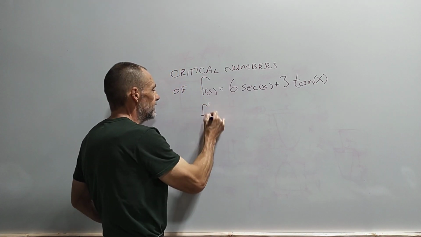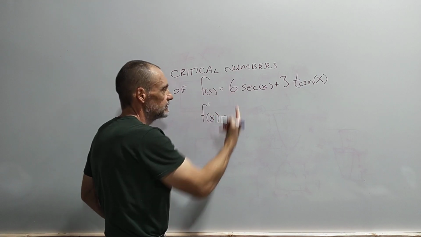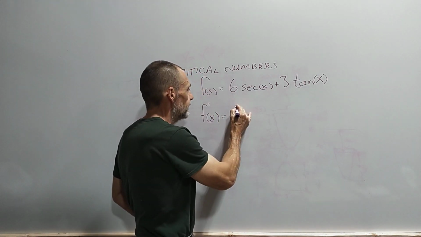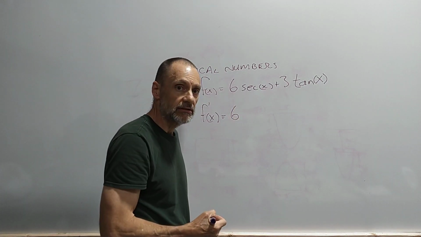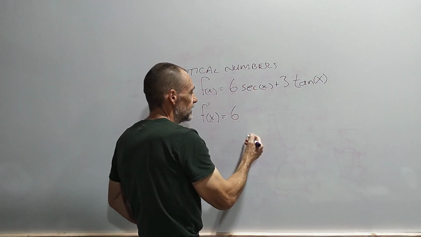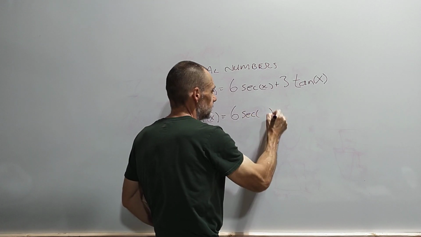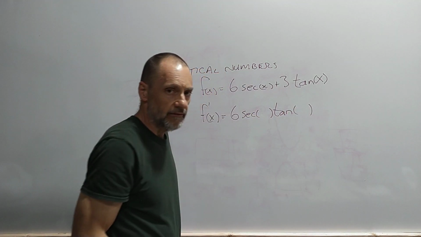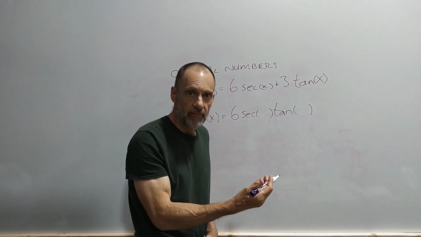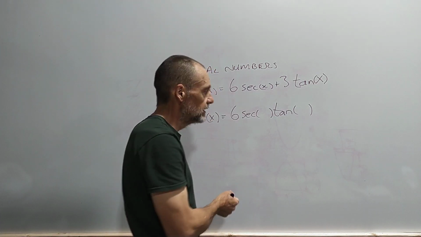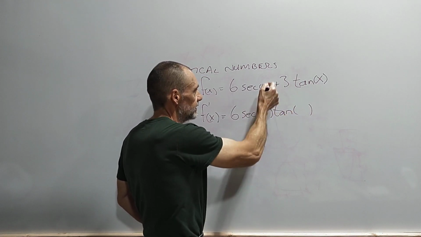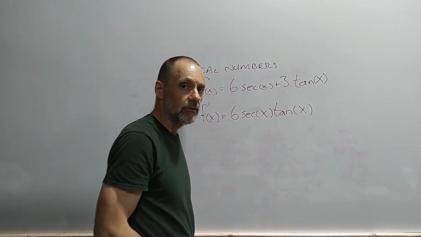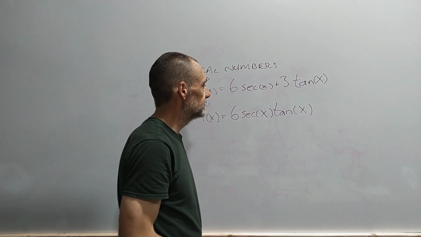So f prime of x. 6 is a constant multiple, right? Constant multiples go along for the ride, so the 6 stays there, yes? Okay, the derivative of secant is secant tangent. That's the derivative of secant, okay? Again, from your memory, it's one of our 9 rules, right? And after we take this derivative, we look at this and it's just x, so we're done with the chain rule in this case.